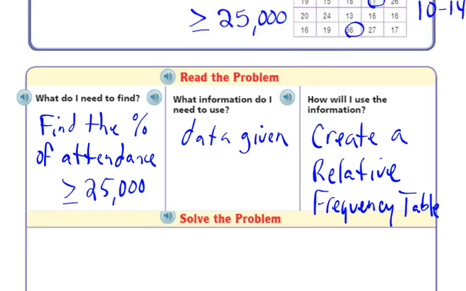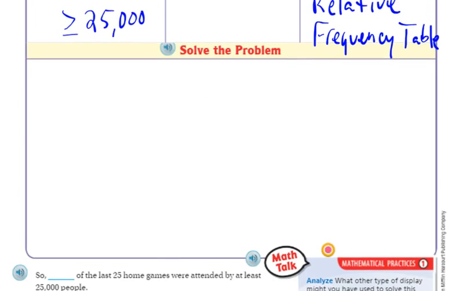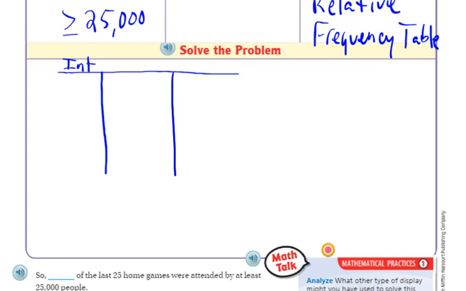So let's go ahead and scroll down. And we're going to organize our table. We're going to make a frequency table, and you can create a 3-column frequency table. All right, so let's do this. The first one's going to be your intervals. Your second would be your frequency. And then this would be your relative frequency. And there we go. Okay.